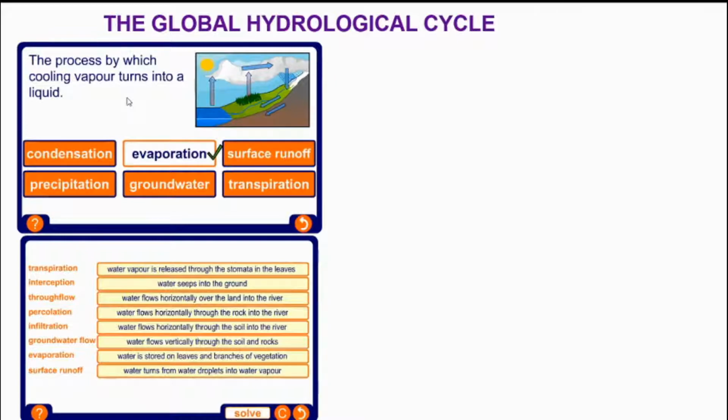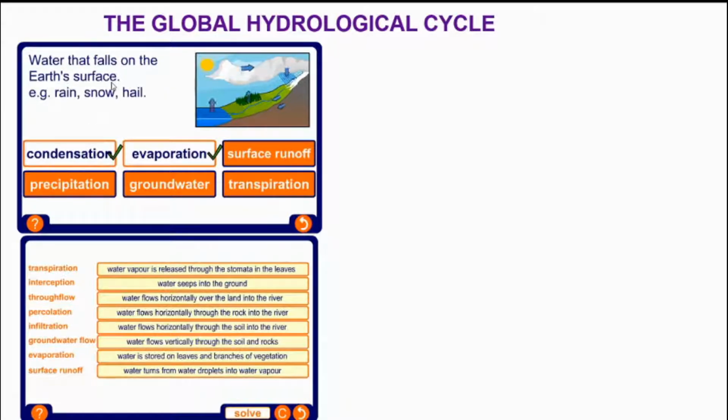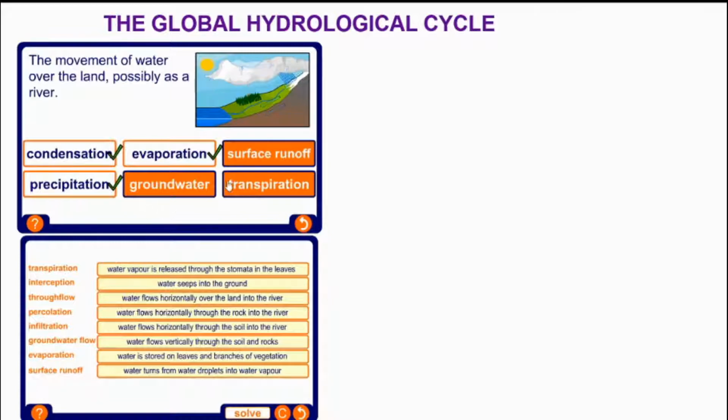Next question. The process by which cooling vapor turns into liquid is known as condensation. So go to the next question. Water that falls on the earth's surface, for example rain, snow or hail, is known as what? Precipitation. The movement of water over the land, possibly as a river, is known as surface runoff.